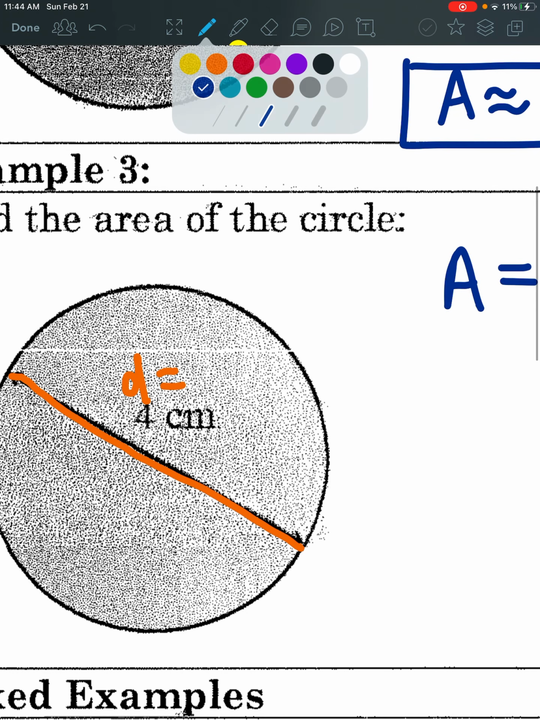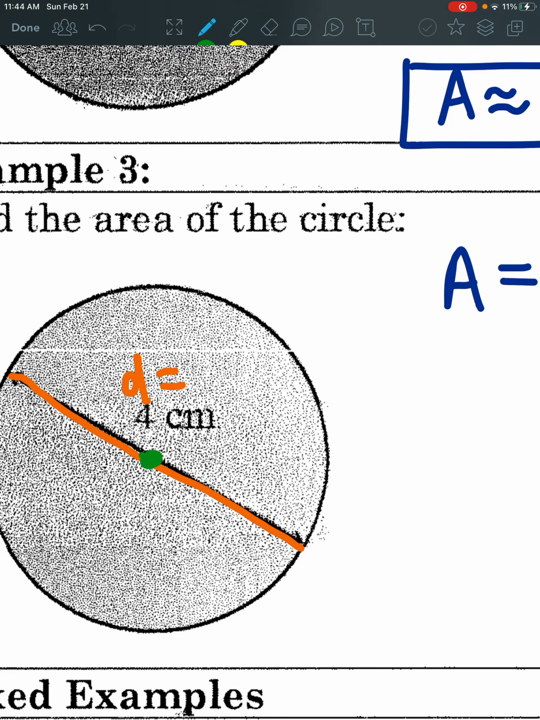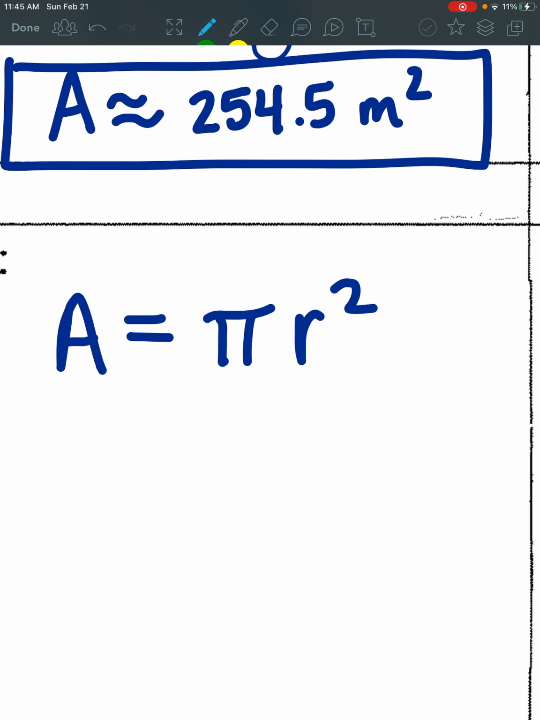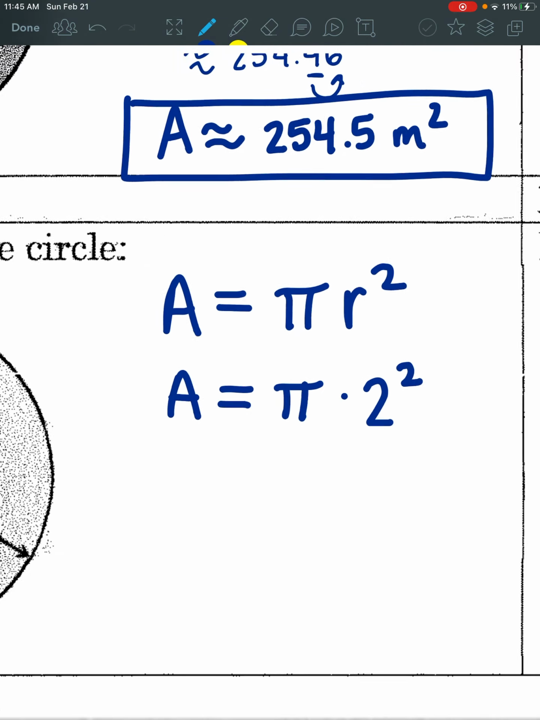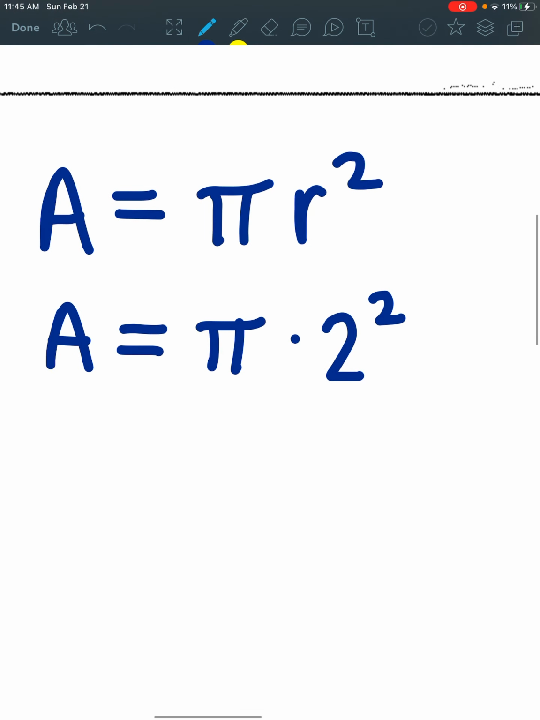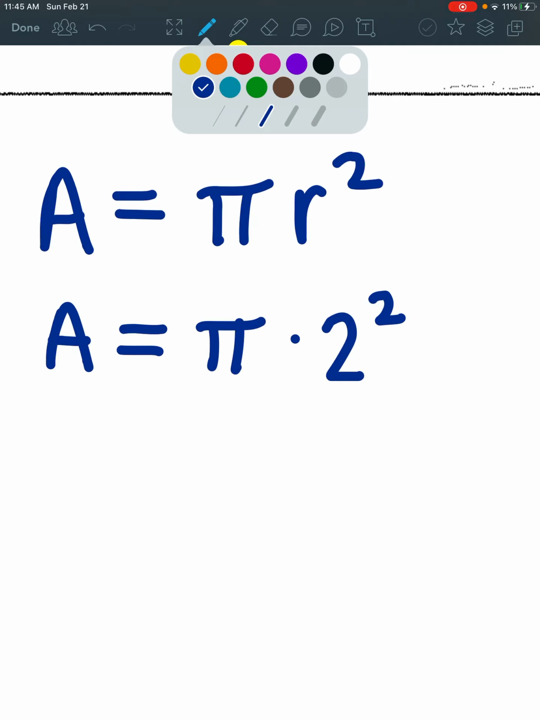So if the diameter is 4, well then we know the radius is the center to the outside. We know it's half of that. So 4 divided by 2, we're going to cut it in half. We know the radius is 2 centimeters. So if you're given the diameter, the first step is we have to find the radius. Now we can plug it into our formula. So area is pi times 2 squared. And it would be a totally different answer if you accidentally put the diameter in. It would be wrong. All right, 2 squared, 2 times 2, so that is 4.